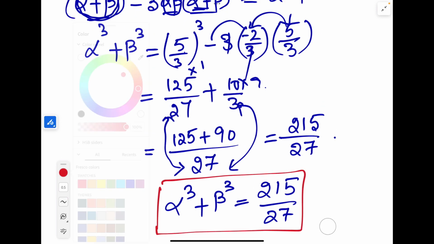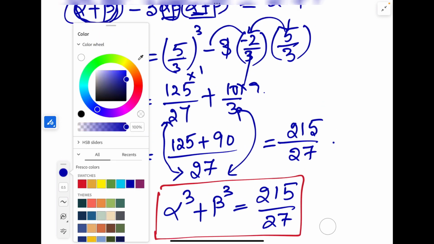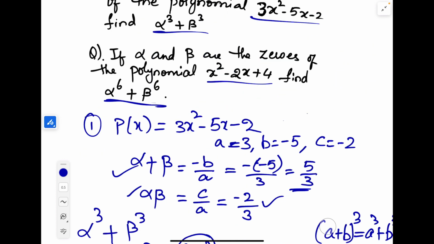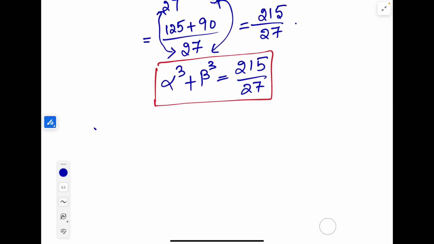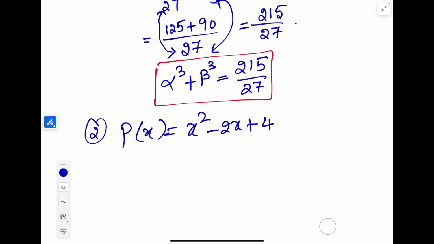Now let us see the next sum. The next sum says find alpha power 6 plus beta power 6. Now the polynomial here is x square minus 2x plus 4. Okay, so let us write down that. So the next question, the polynomial is x square minus 2x plus 4. So from here write down what is a. A is 1, b is minus 2, c is 4.